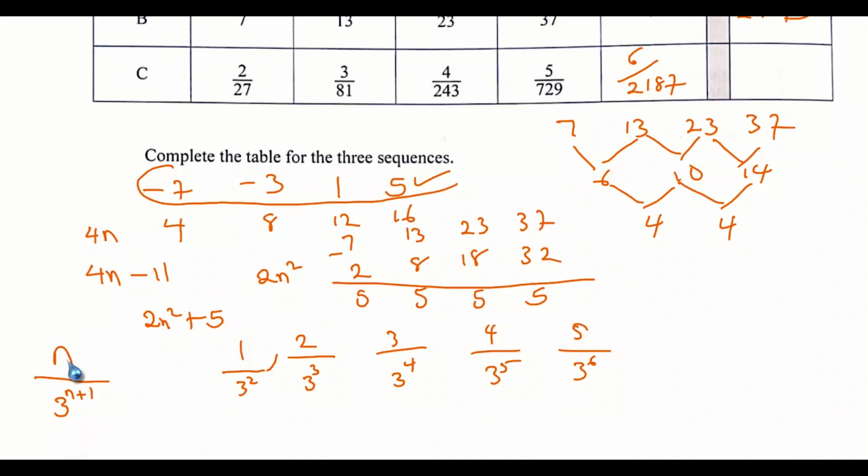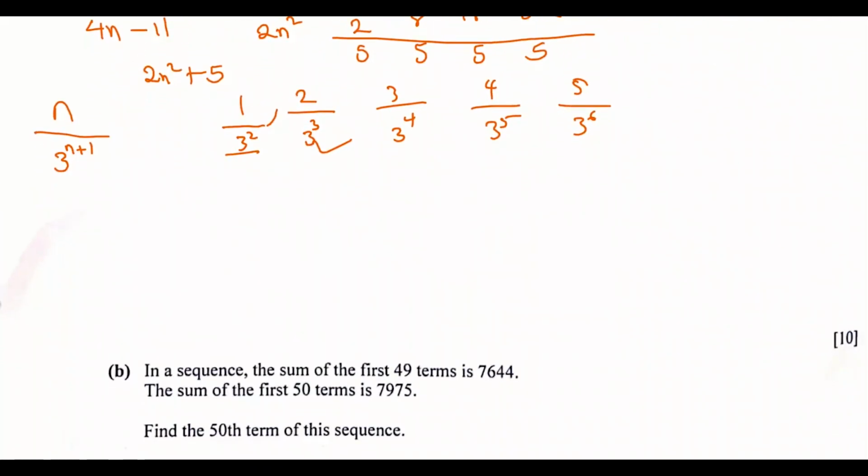So when n is 1, for instance, we're going to have 1 at the numerator, then we have 1 plus 1, that is 3 to the power of 2, which will give us this. So when n is equal to 2, we're going to have 2 at the numerator, and the denominator will be 3 to the power of 2 plus 1, that will be 3. So that means the nth term here is n over 3 to the power of n plus 1. So that is how you can complete that. Let's go to the next question.